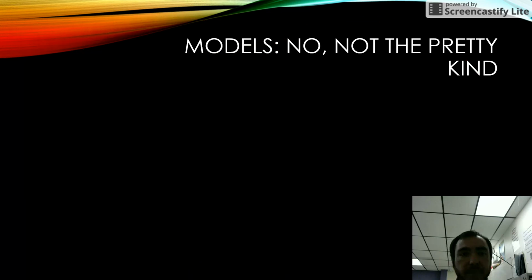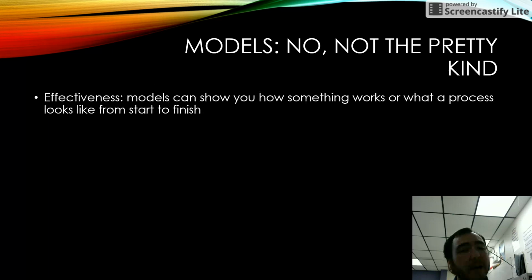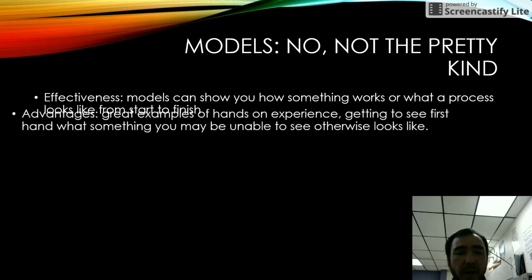All right. One big thing you can do with space is to create models. Obviously, you can't recreate things that occur in outer space. They're just way too big. So models are the way to go when you're talking about space. They can be very effective. Models can show you how something works or what a process looks like from start to finish. And they have their advantages as well.